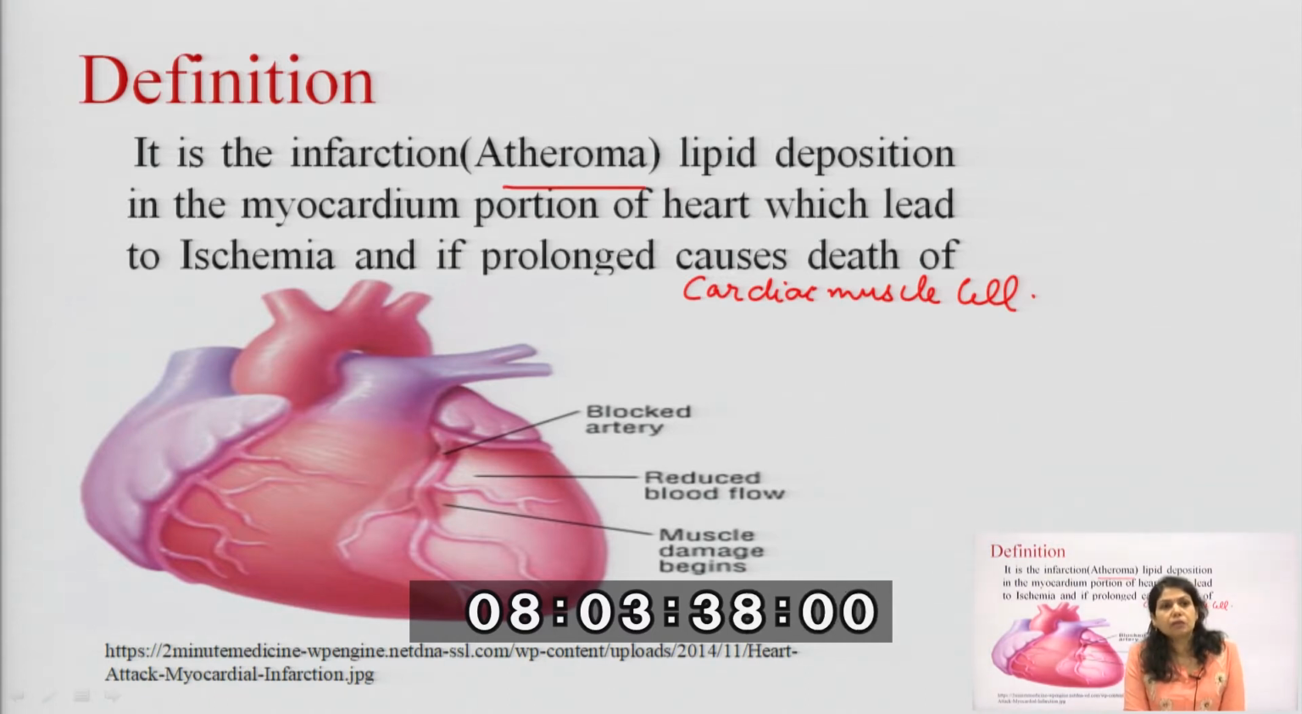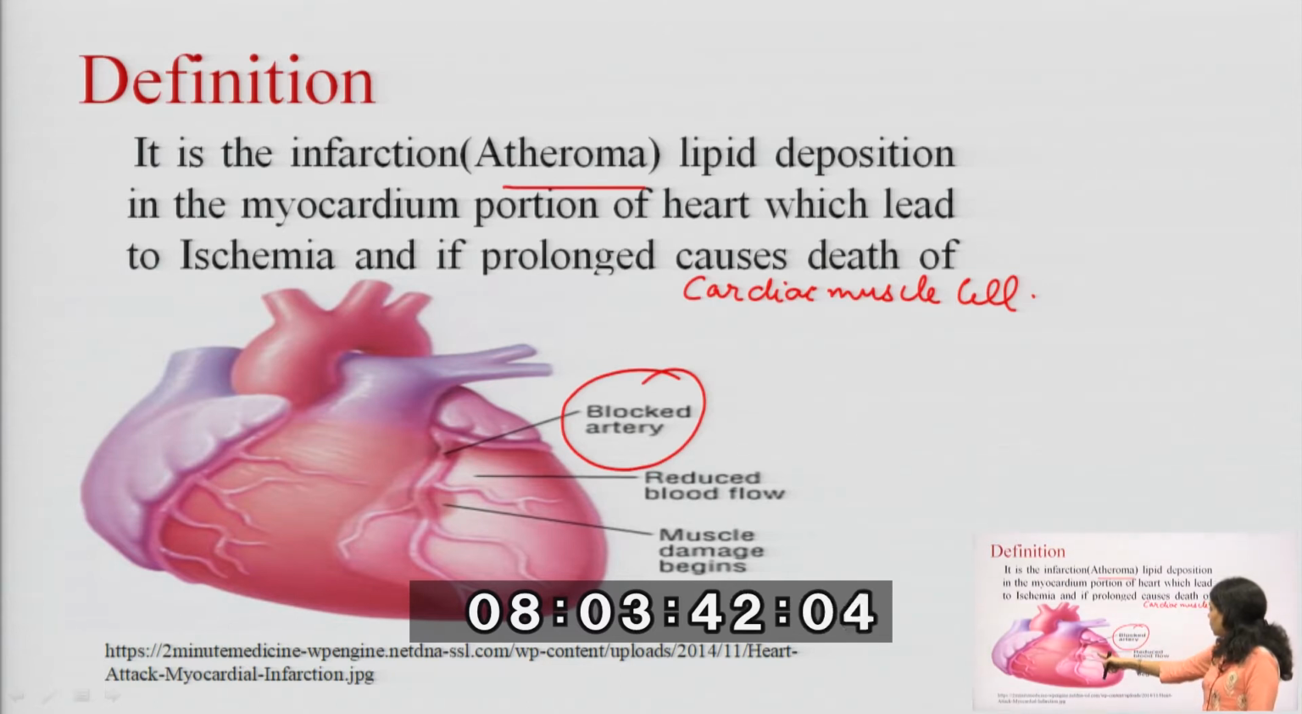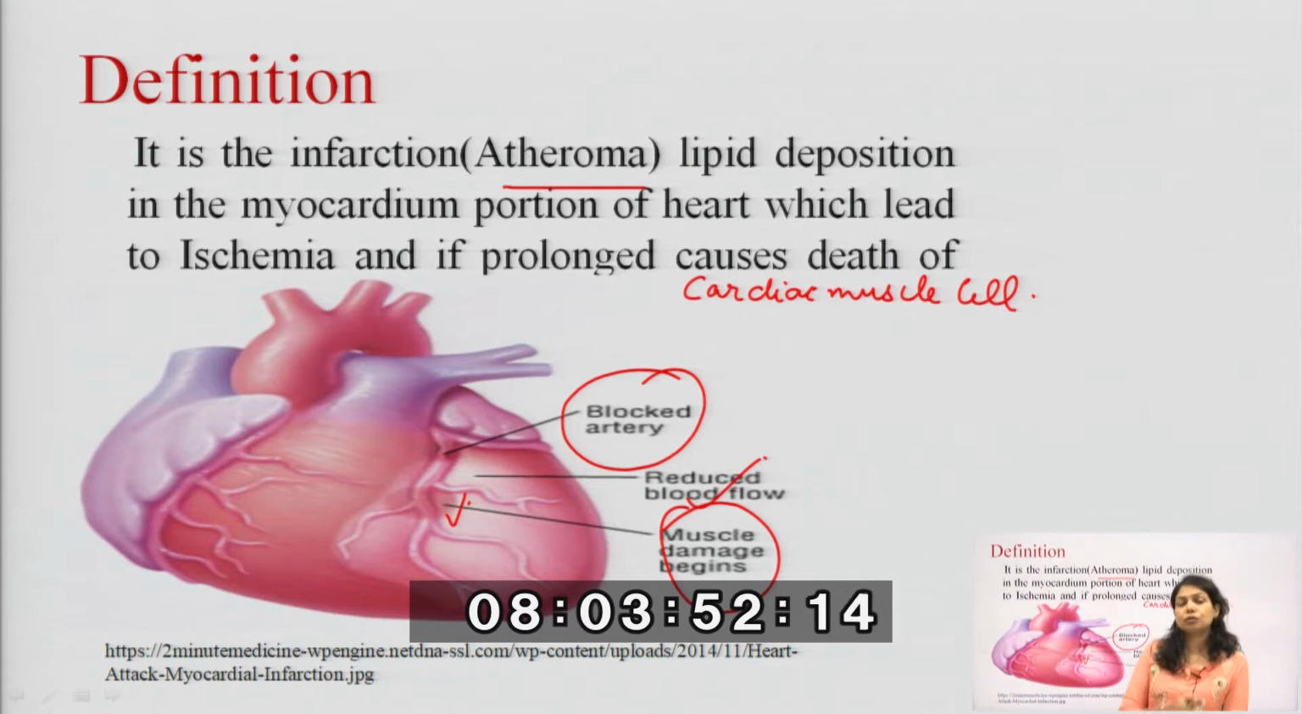See here in the diagram, this is the blocked artery. Why is this artery blocked? Because of the reduced blood flow, and there is muscle damage. When there is muscle damage in this area, the heart is not able to contract properly, leading to myocardial infarction.